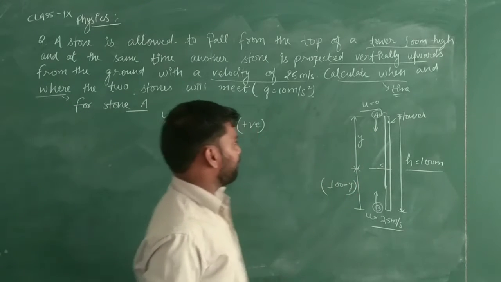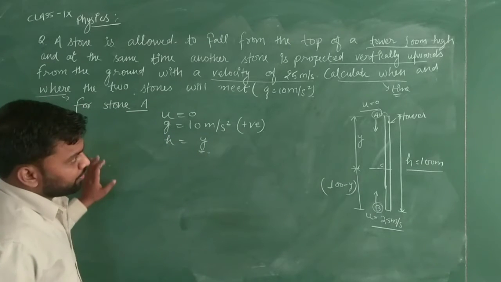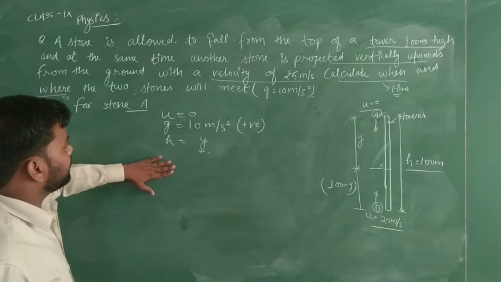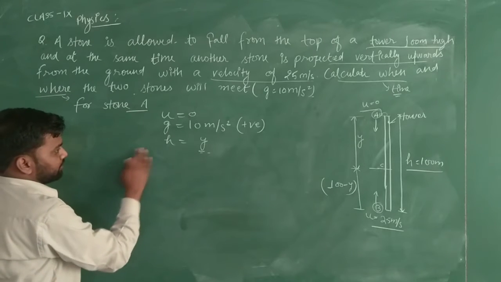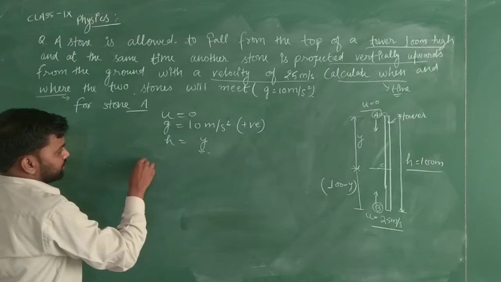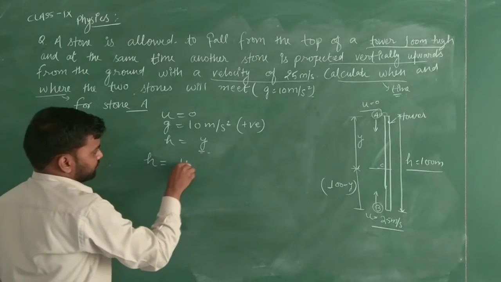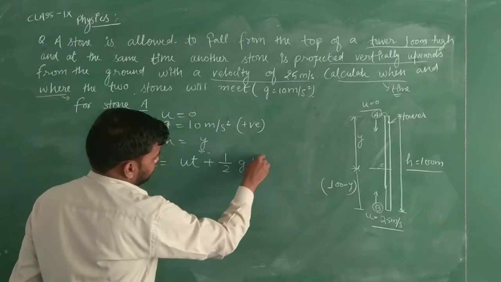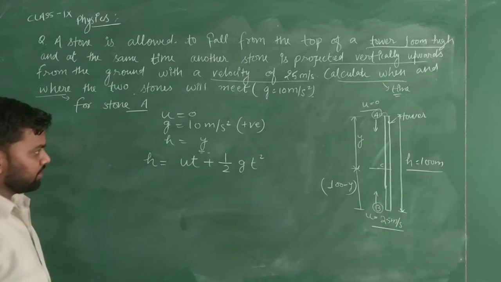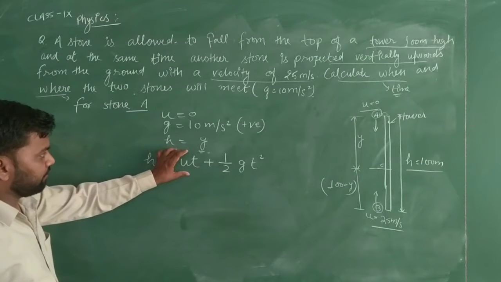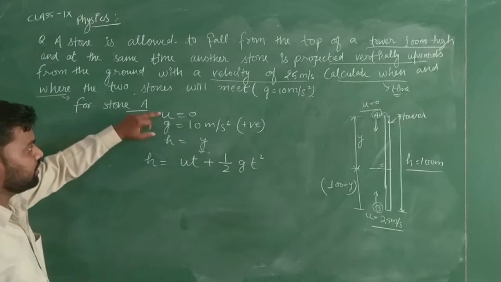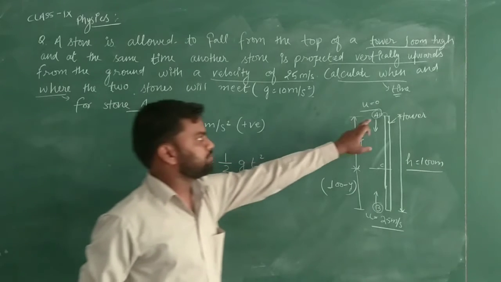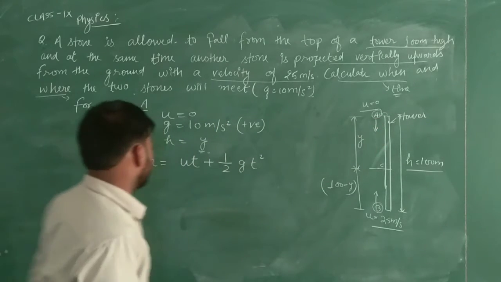It will be y. Now we will apply the second equation, that is h equal to ut plus 1/2 gt square. We can clearly see that this term will be equal to 0 because the initial velocity of the object is 0, because at this point A will be at rest.